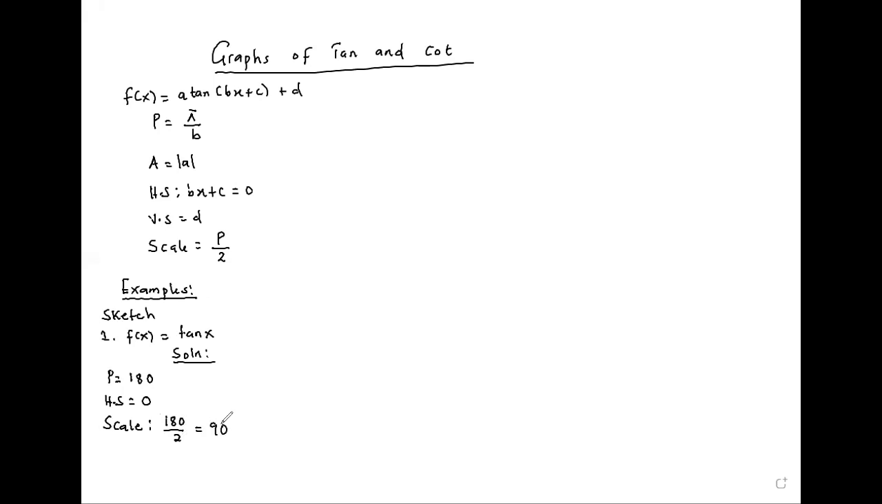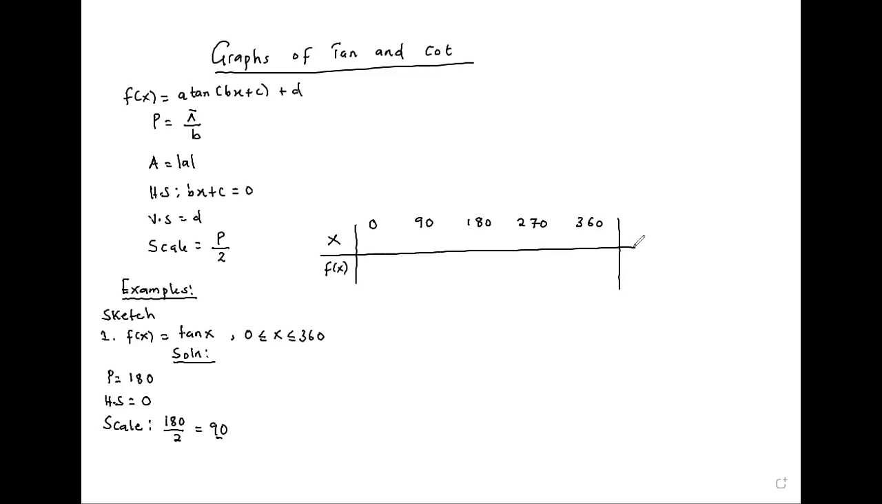So we can form a table. Remember, we'll sketch this one from 0 to 360. So we'll form a table, the x values, and then f of x. On the x values, we're starting from 0, and then we're adding the scale, 90, and then you add again, 180, and then 270, and then 360.